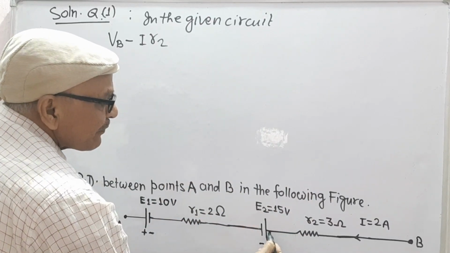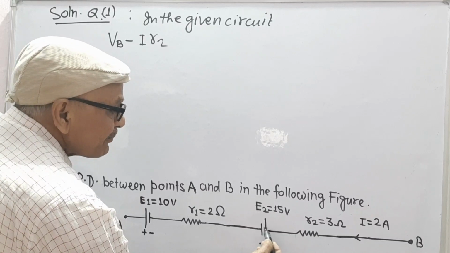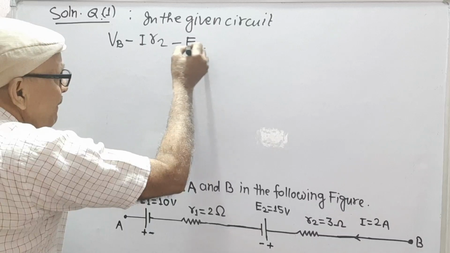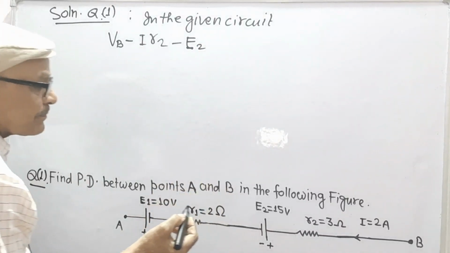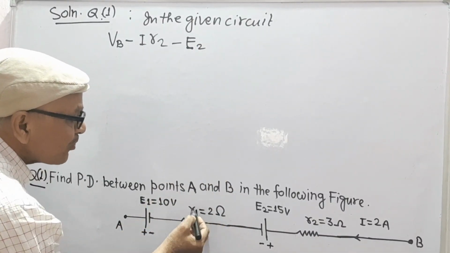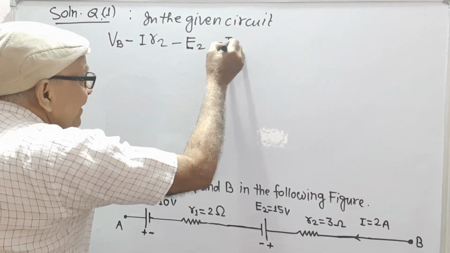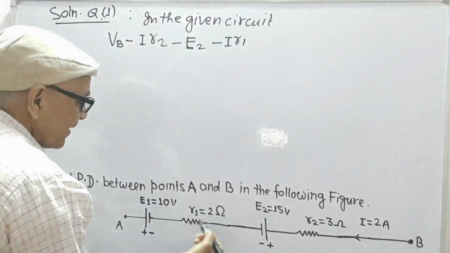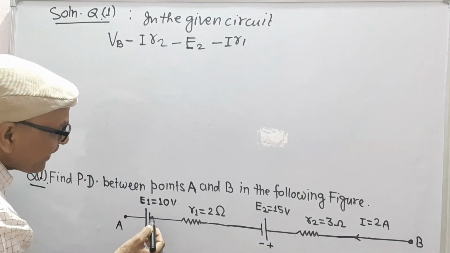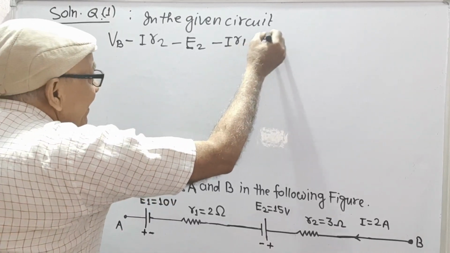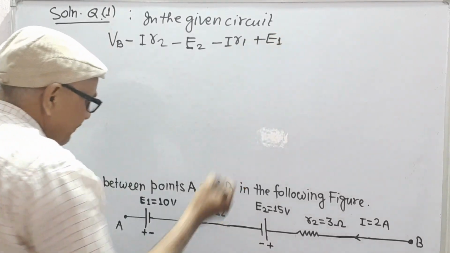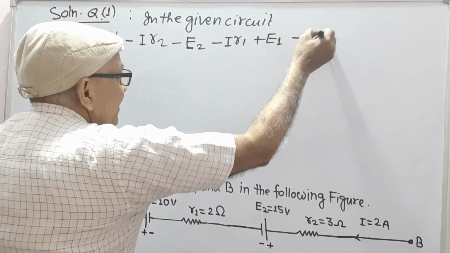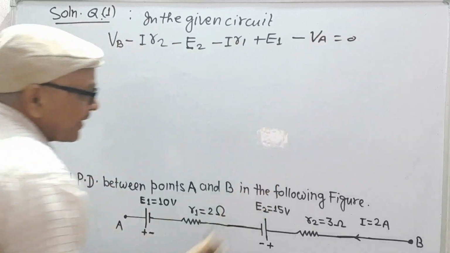In this cell current is entering from positive to negative, therefore E2 will be taken negative. Here again I into R1 will be taken negative because it is taken in the direction of current. Current in this cell is entering from negative to positive, therefore E1 is taken positive. Now VA will be 0.